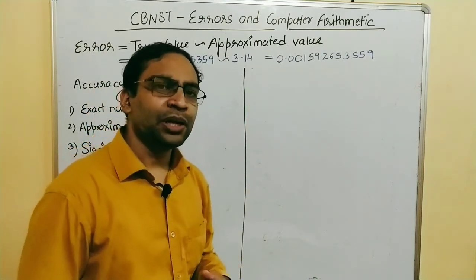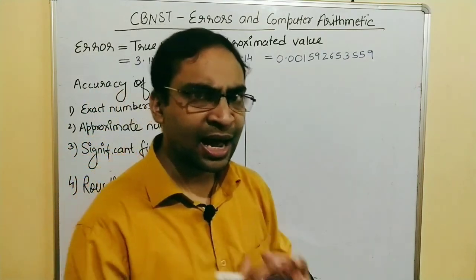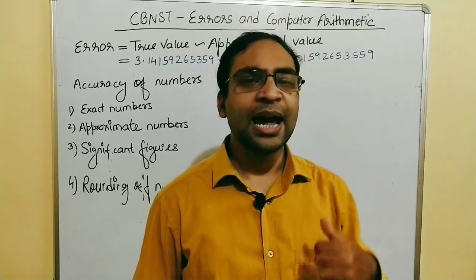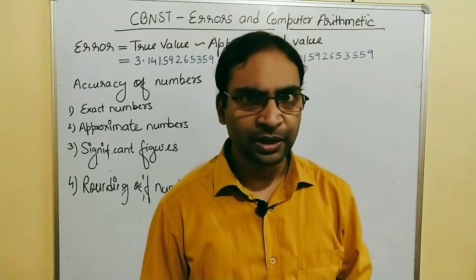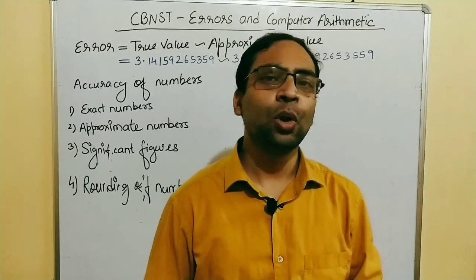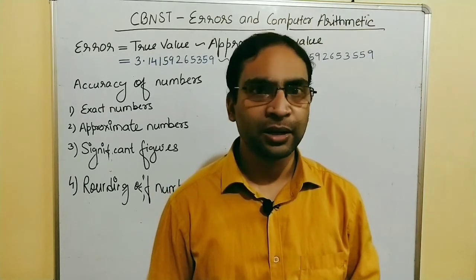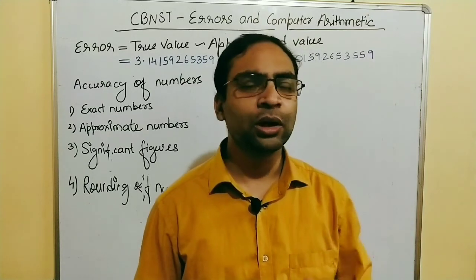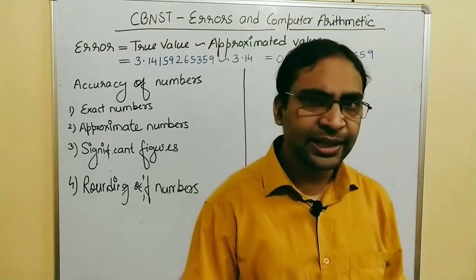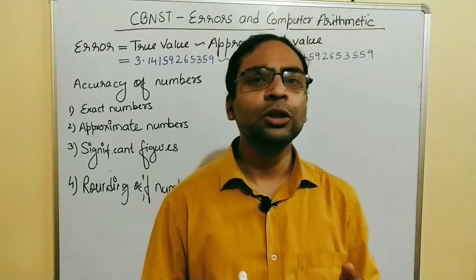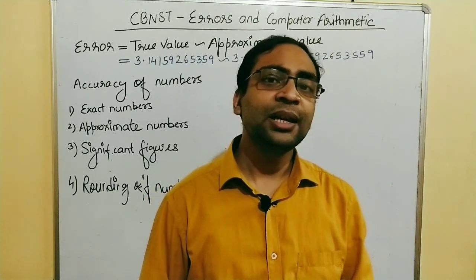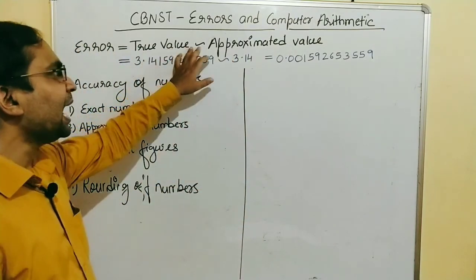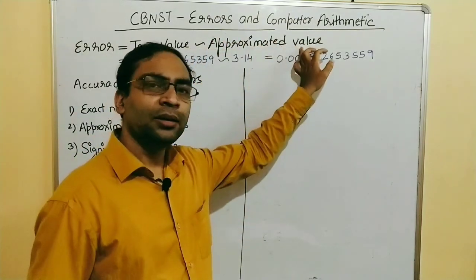Any computation, any experiment, has two values: one, the true value, and the other, the approximated value. The approximated value is also known as the experimental value, which is calculated using any instrument or any method. So the error is basically the absolute value, or we can say the difference, between the true value and the approximated value.